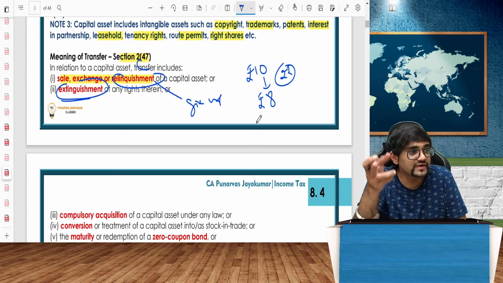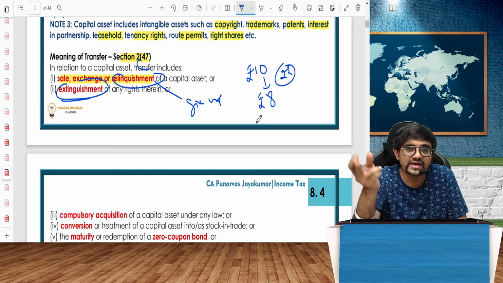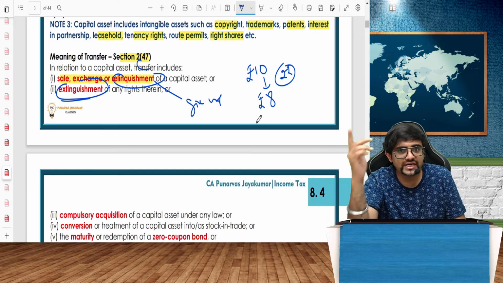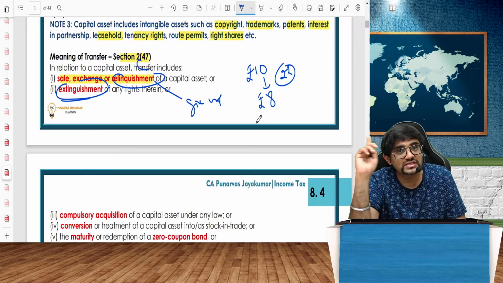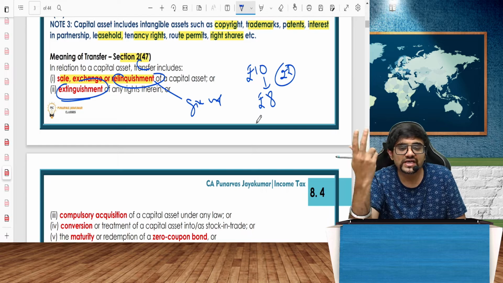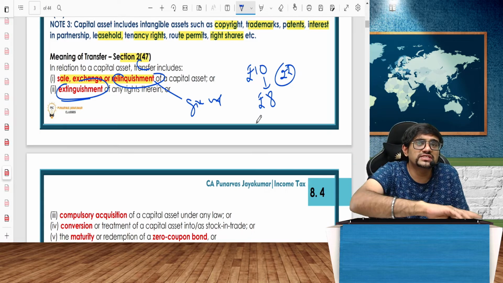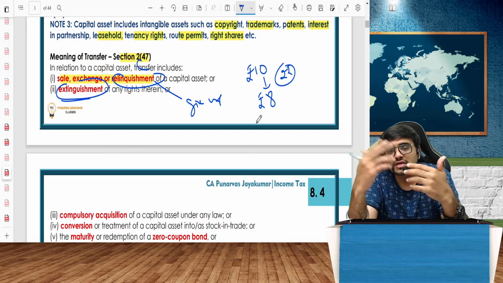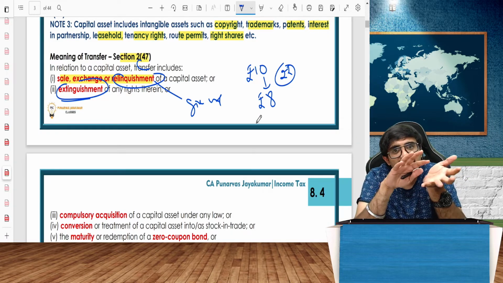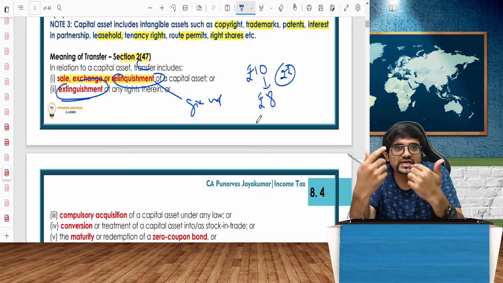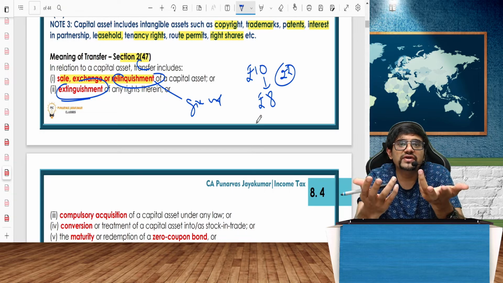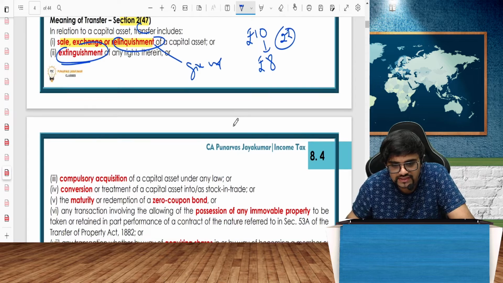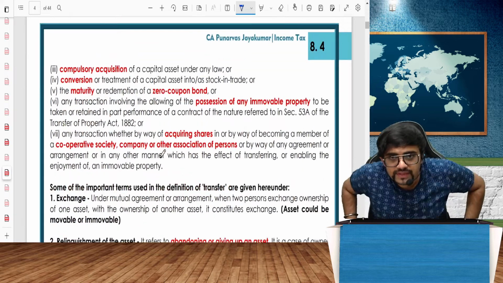Is it a transfer? Yes. Will capital gain be calculated? Yes. So in the exam, please see. One fellow sold one capital asset, so it is a transfer. Second, one fellow exchanged this asset with that asset. Both are capital assets, so capital gains will come. Third, part of the asset is given up, relinquished. Then my shares I entirely gave for buyback. Is it extinguishment? Yes. Next, compulsory acquisition of a capital asset under any law.